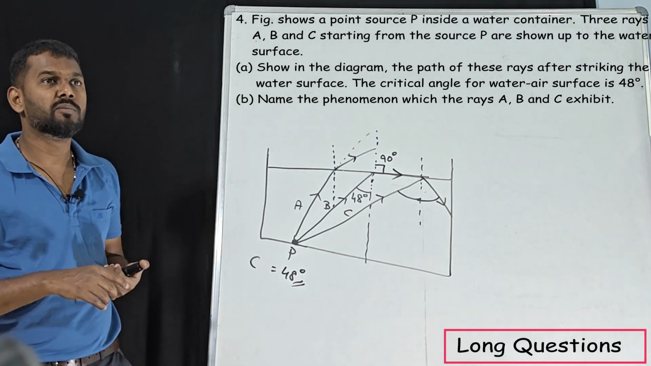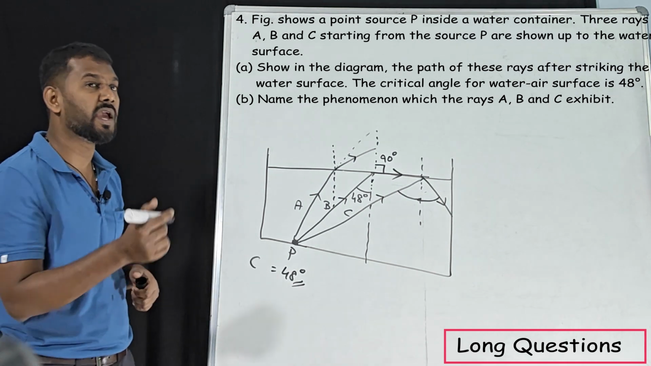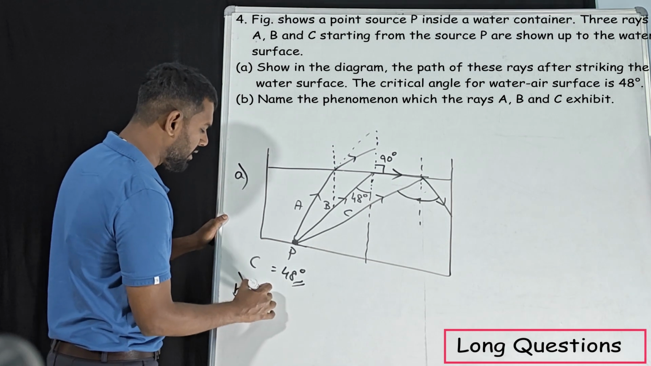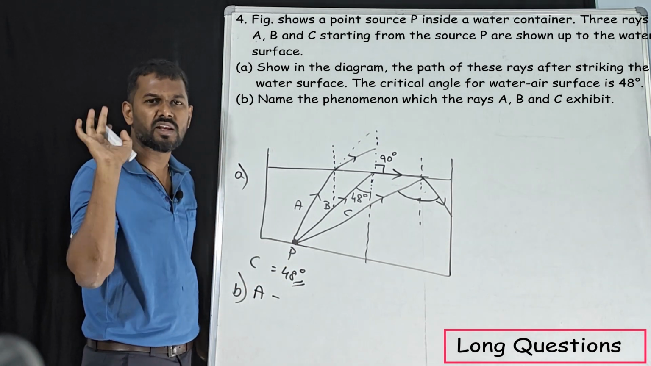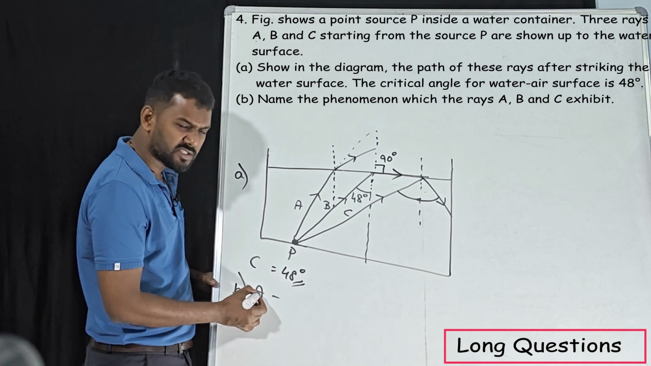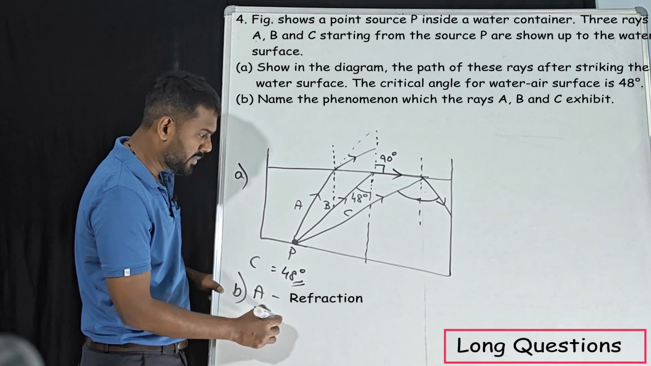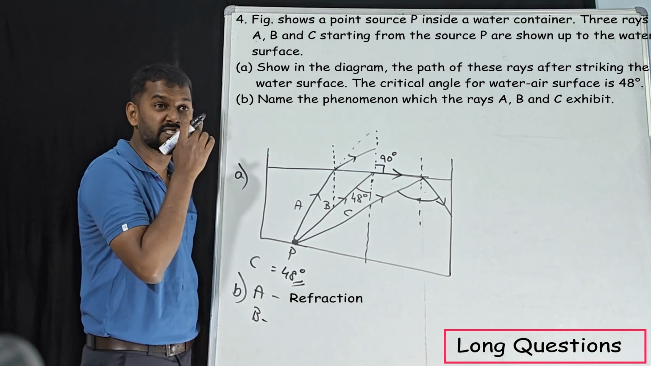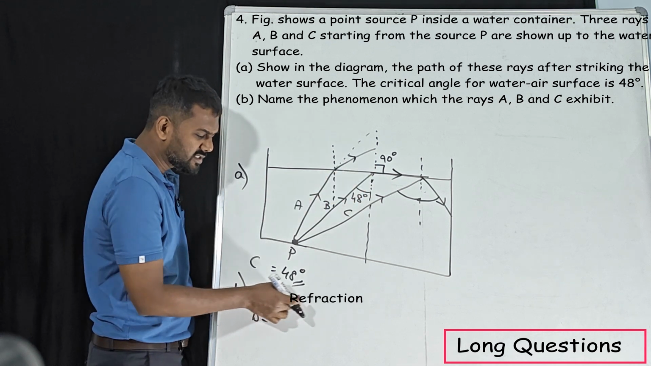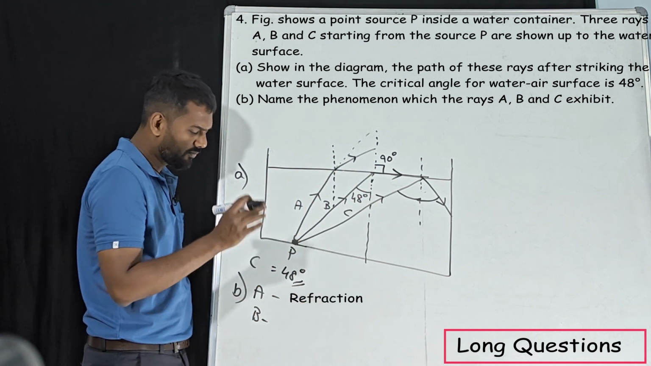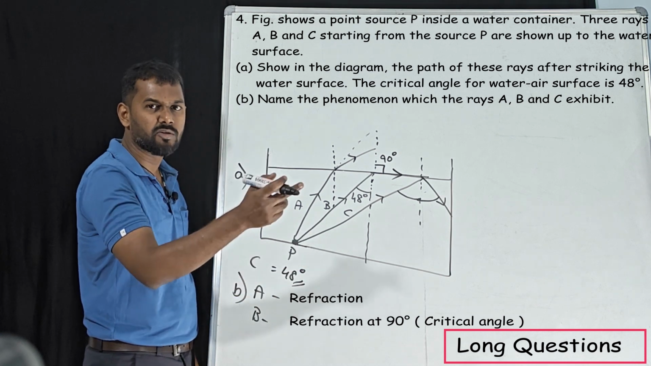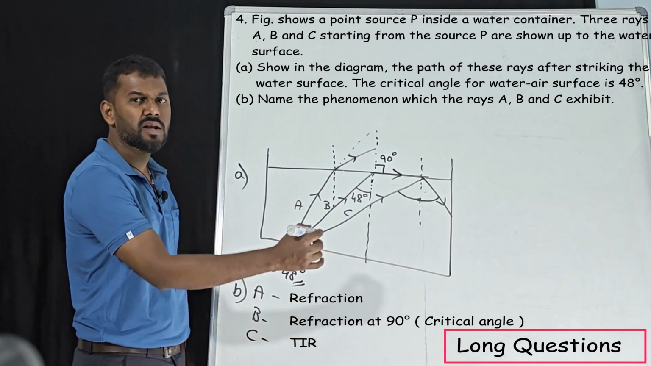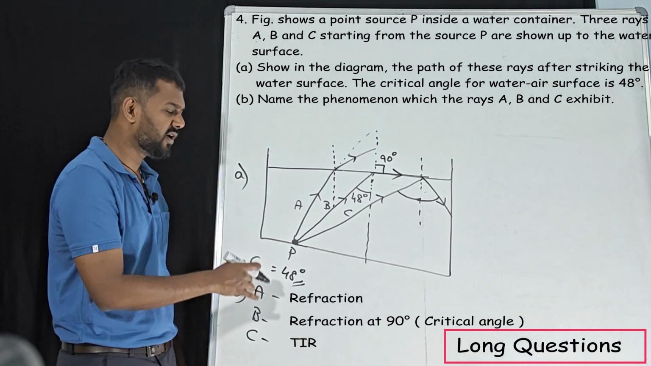We have one more sub question. Name the phenomenon which the rays A, B, C exhibit. Very good. This is A. A undergoes just refraction. You can just write A hyphen refraction. B undergoes refraction at 90 degree. In the bracket, you can write critical angle. Then C, total internal reflection. This is what they are asking.